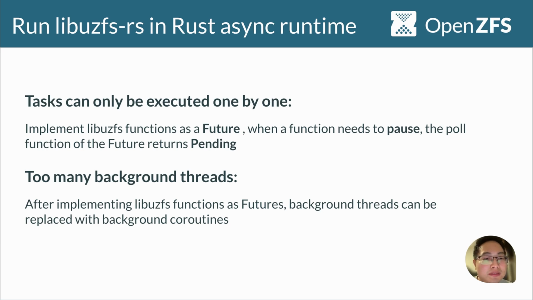Return to our problems. For the first problem, that tasks can only be executed one by one, to solve this, we can implement libuzFS functions as a future. When a function needs to pause, the poll method will return pending. After fixing the first problem, we can replace our background threads with coroutines. This reduces thread switch overhead dramatically.